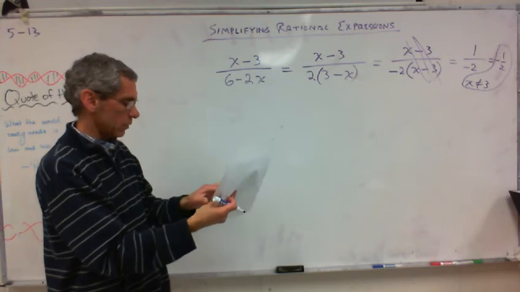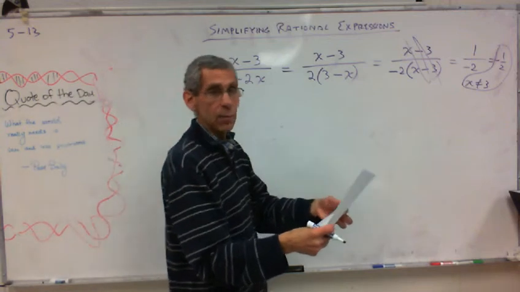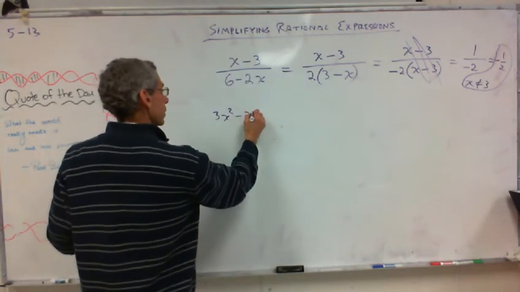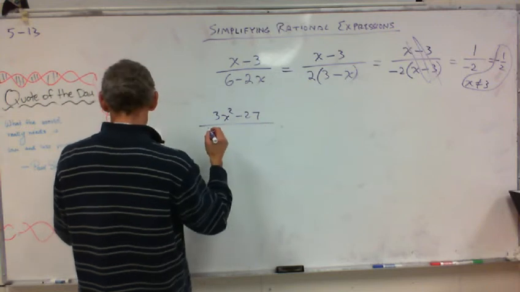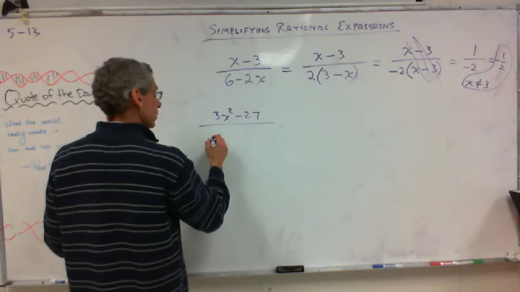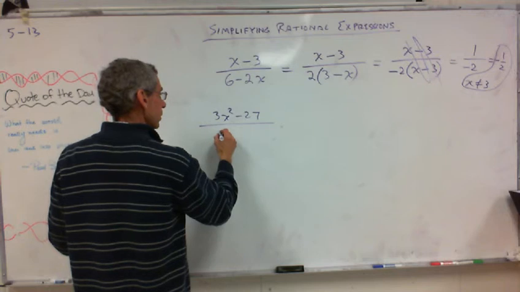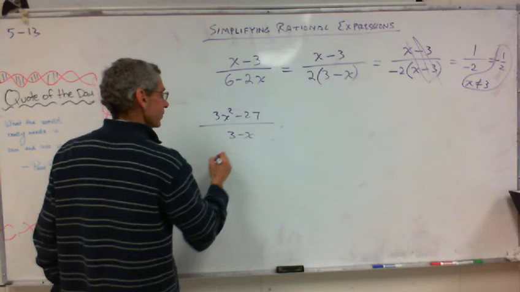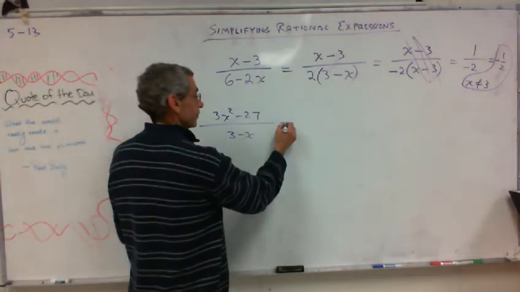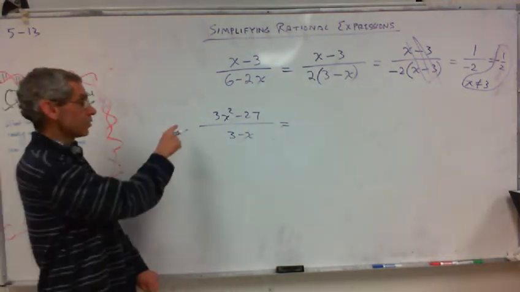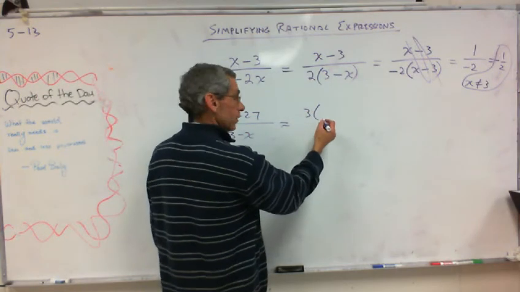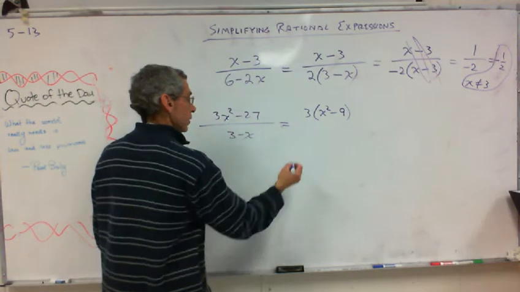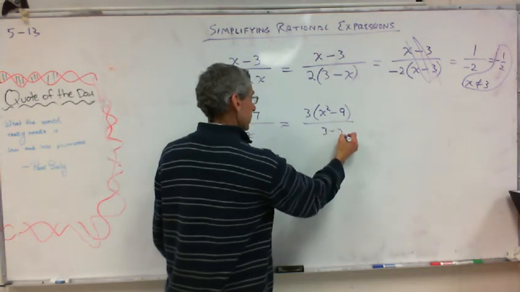You will also see a bunch of things like this. All right, let's try this. How would I factor the numerator? Take out a 3. 3 parenthesis, x squared minus 9, all over 3 minus x.